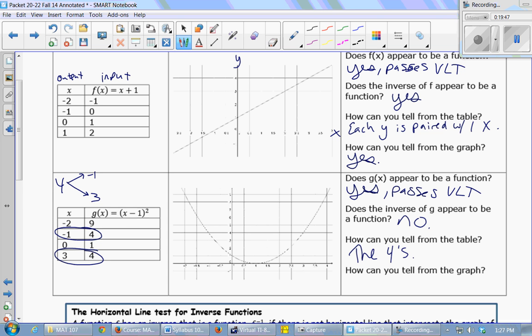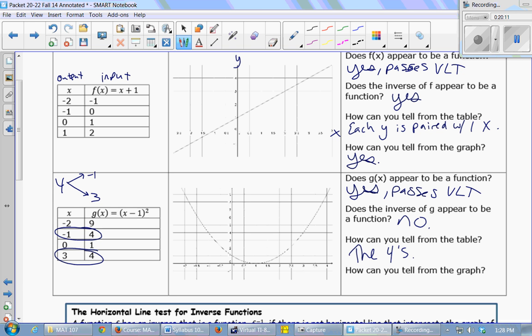So how on the graph do I see this thing with the 4s? It's a parabola. It would open sideways and then it would fail the vertical line test. So you can do that without picturing the reflection or the rotation. You could just do a horizontal line test, right?